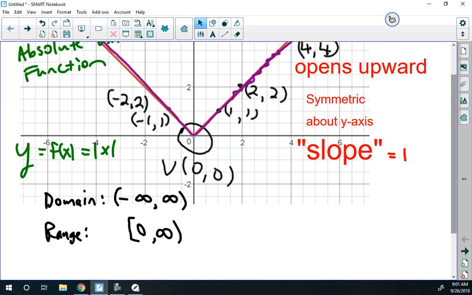So what we're going to be doing today is taking that parent function and modifying it. We're going to be applying all the things that we talked about on Monday and Tuesday, like transforming it by translating it vertically and or horizontally, or by reflecting it across the x-axis, or by vertically stretching it, or vertically compressing it. We're going to do all those things to these. You ready? Here we go.